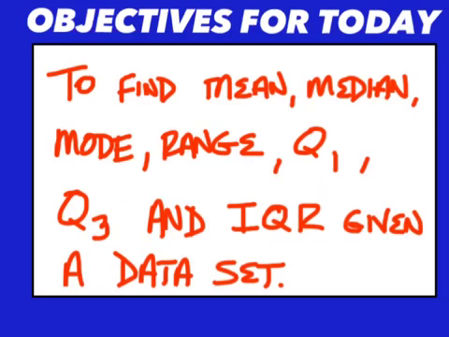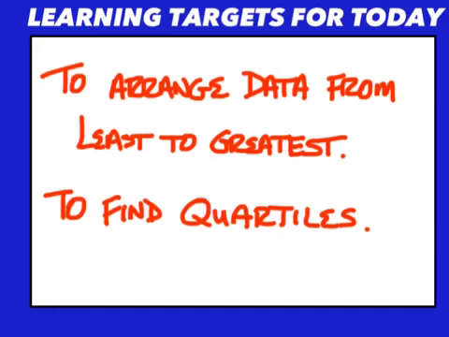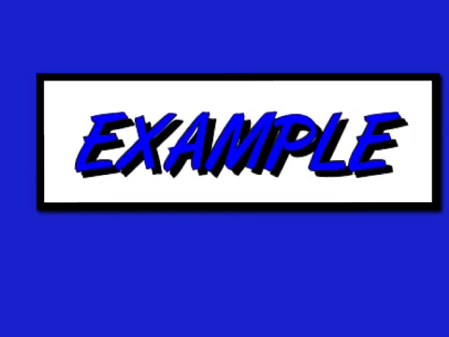Objectives for today: to find the mean, median, mode, range, Q1, Q3, and IQR for a given set of data. And the learning targets are to arrange data from least to greatest and to find quartiles.